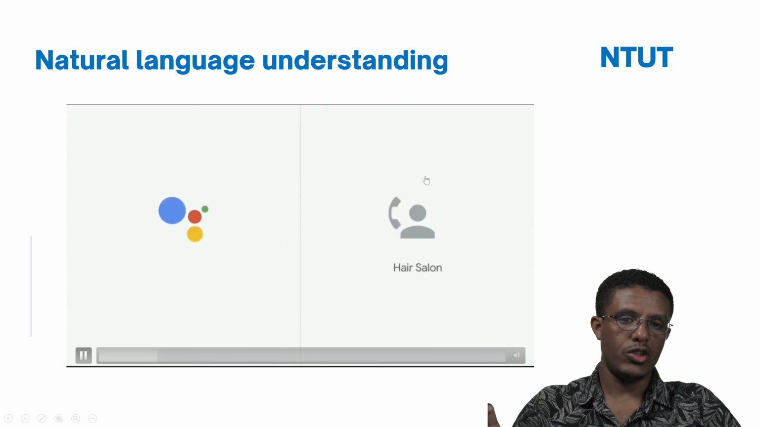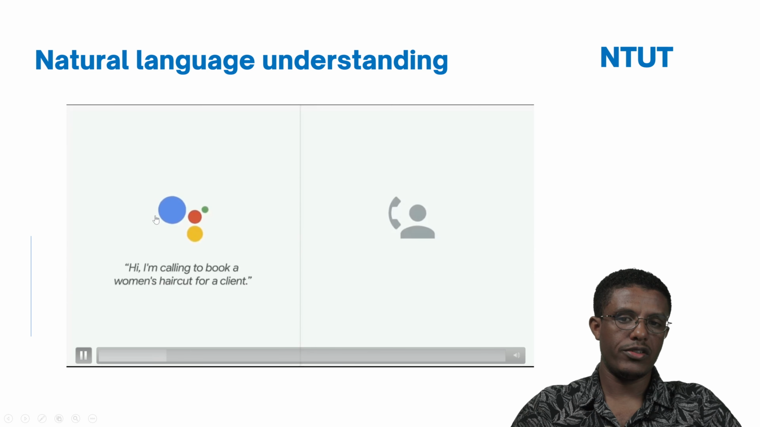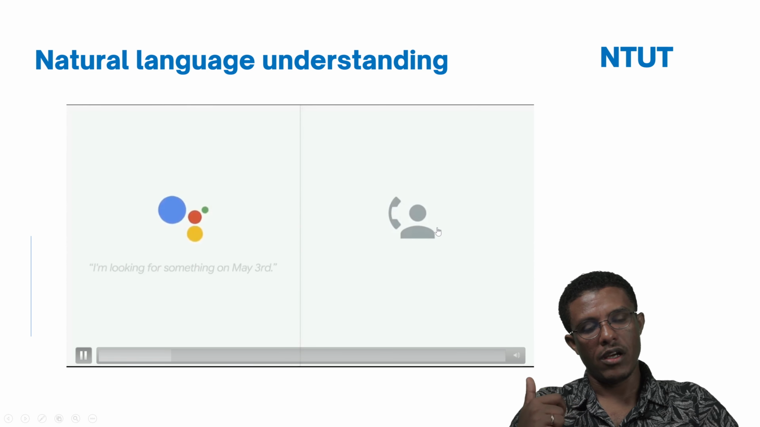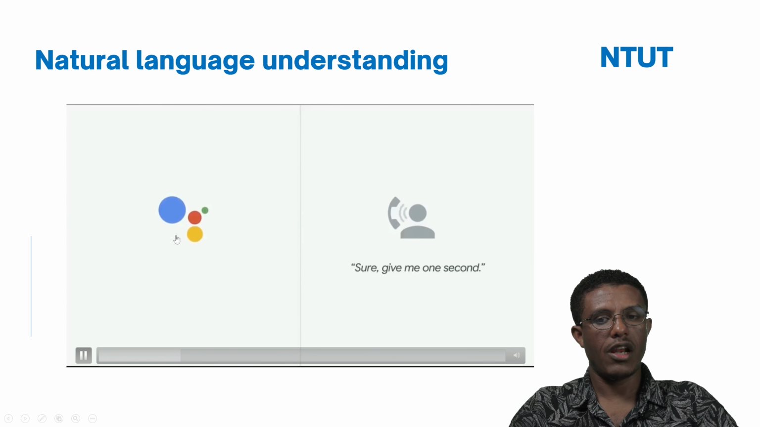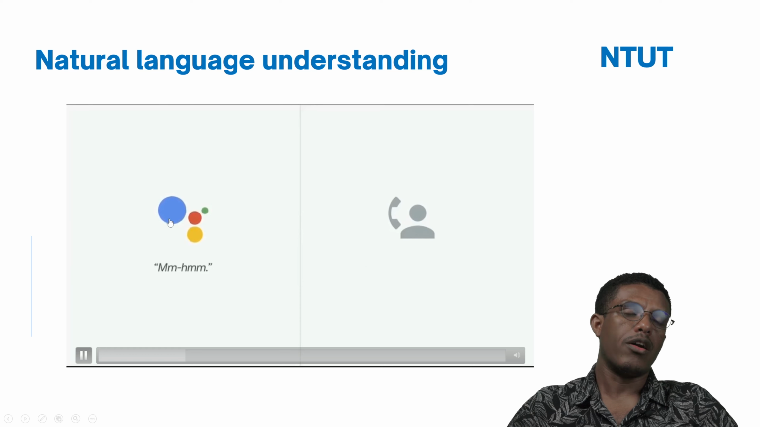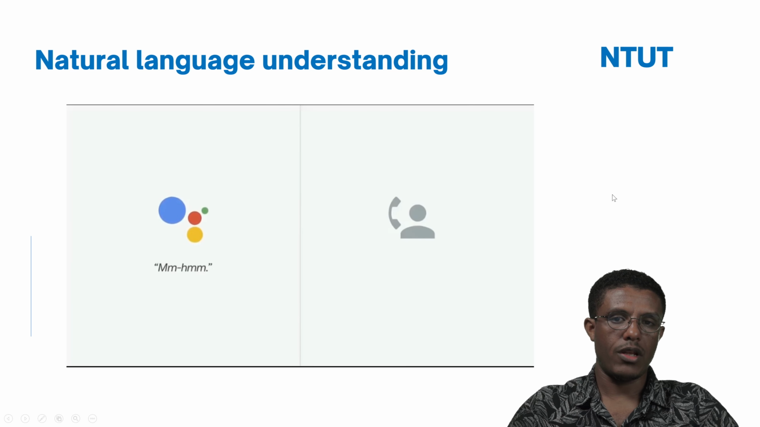There is a conversation between the Google Assistant and the salon, and when the user asks something, it automatically detects and understands the language and then replies with a response.